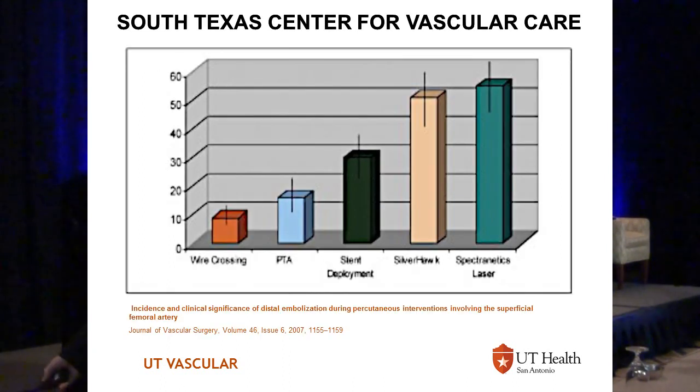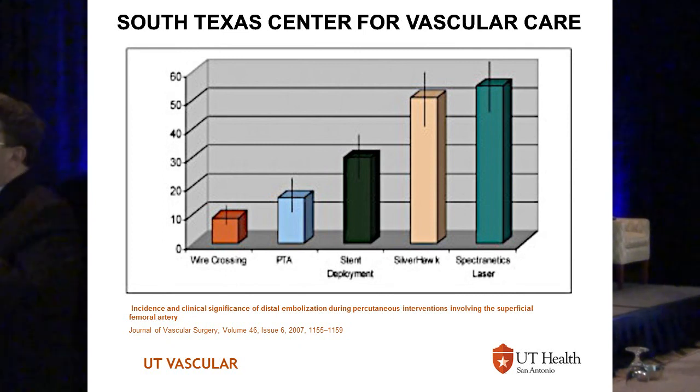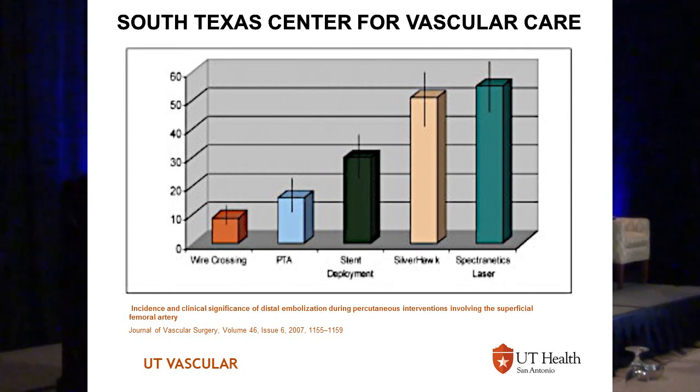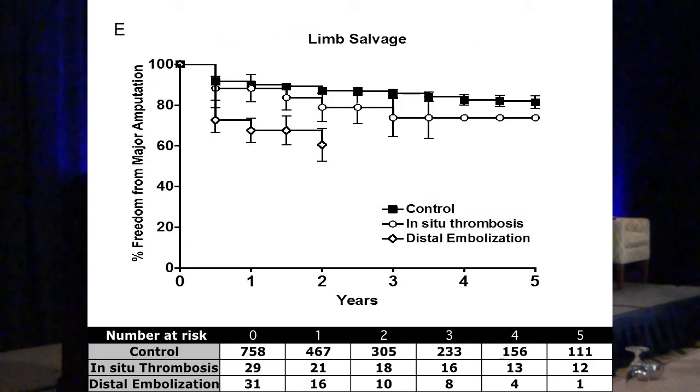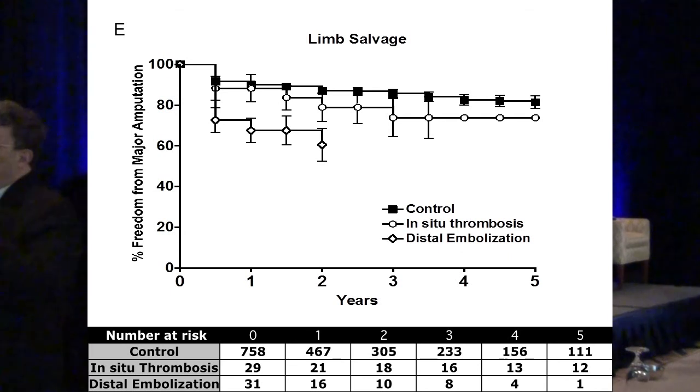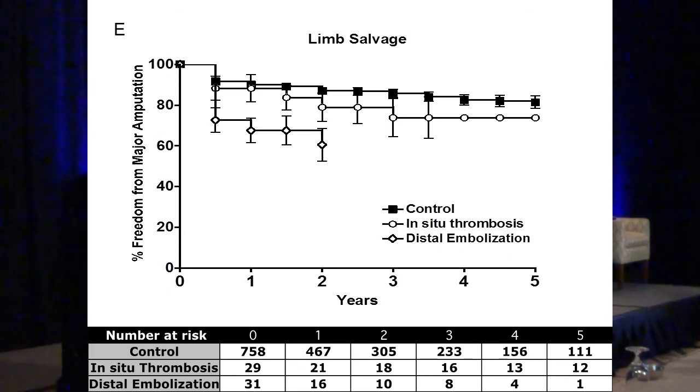And it does go with the technique that you're going to choose, whether it's a simple balloon angioplasty, or you're going to use a stent, you're going to use one of the atherectomy devices, or you choose to use an energy-based device such as a laser. But what does that mean? What it means is that you have markedly reduced freedom from recurrent symptoms. Those people who get distal embolization do very, very poorly. They also have a diminished limb salvage.